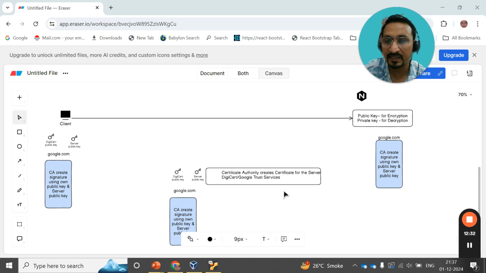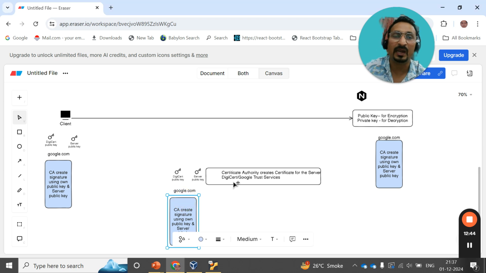Okay, so let's take an example. Here the server is google.com. Google.com will approach a certificate authority. In the market we have a lot of certificate authorities. Google Trust Services and DigiCert are certificate authorities which are trusted by organizations.